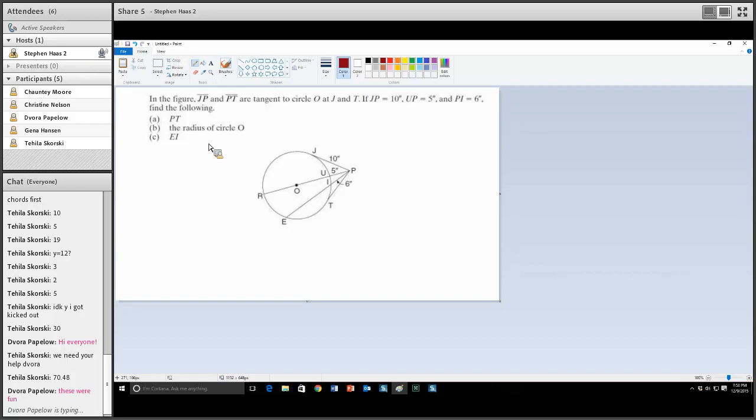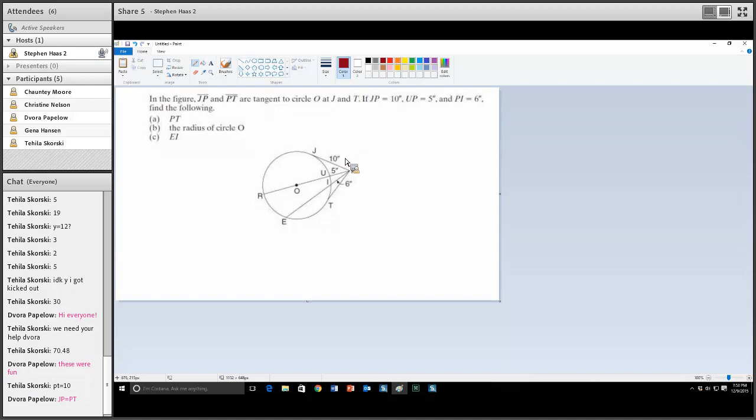In the figure, JP and PT are tangent to circle O at J and T. JP is 10, UP is 5, PI is 6. Find the following. PT. Come on, folks. PT is 10, that's right. Why is PT 10? Because it's a tangent, and all tangents are the same. PJ is a tangent, and PJ is 10, so therefore PT is a tangent, and that has to be 10. That's an easy one.